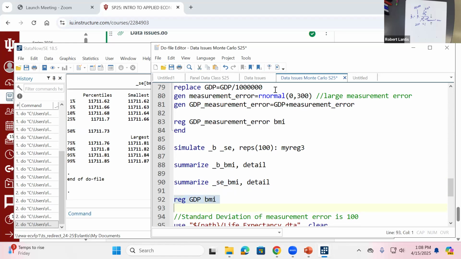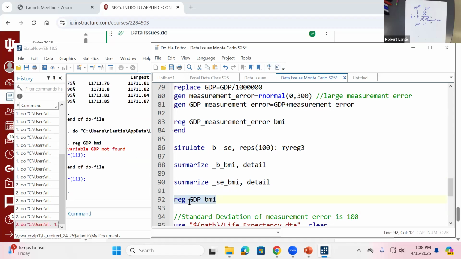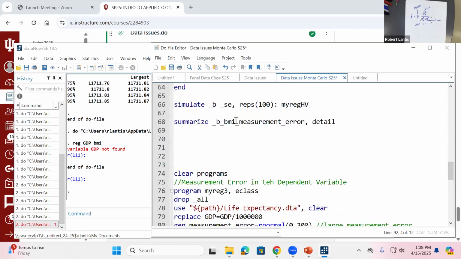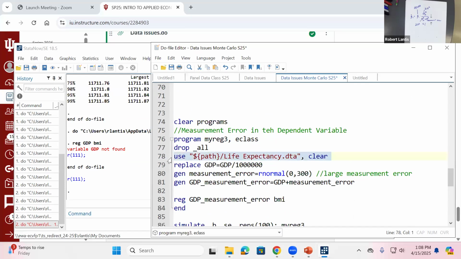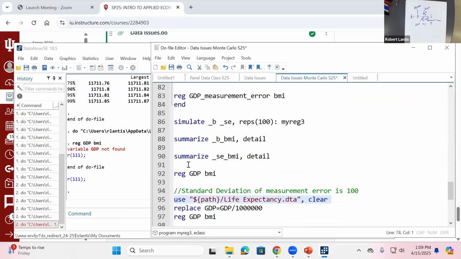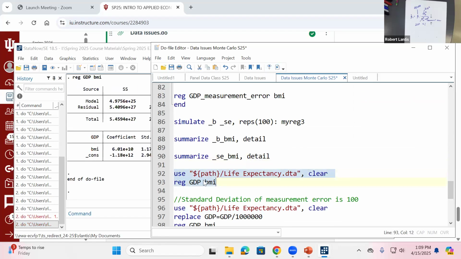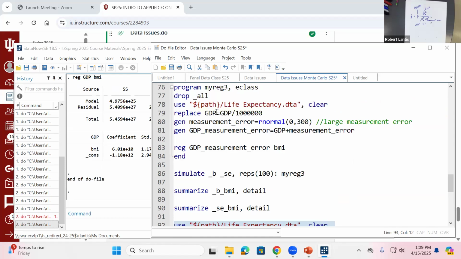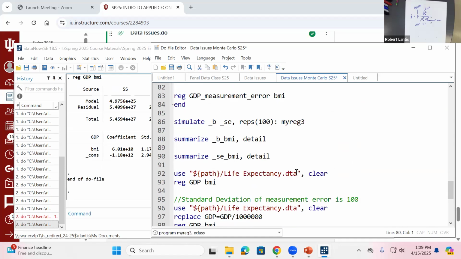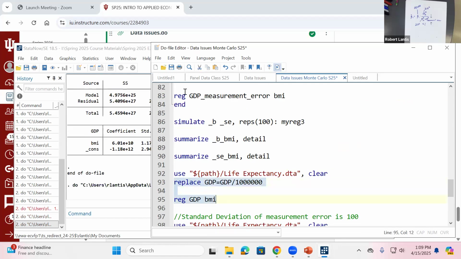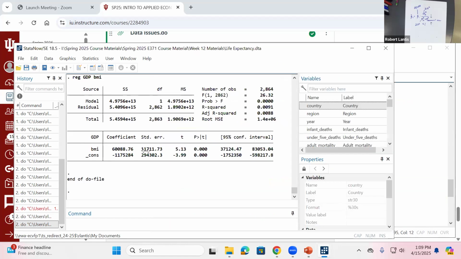If we go back and use the variables that don't have measurement error, I have to open up the data set again. Hold on. I'll copy this so I can actually show this to you. Here is our, oh, what did I forget to do? Scale my GDP variable so it's easier to look at. There we go. So notice my standard error of about 11,700.